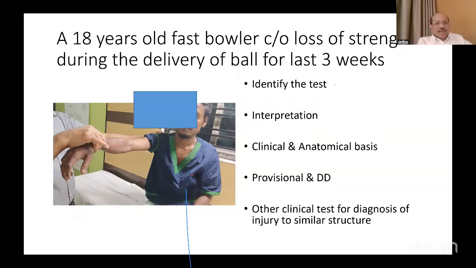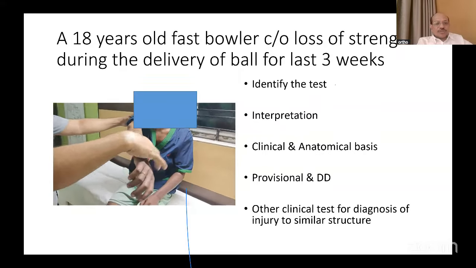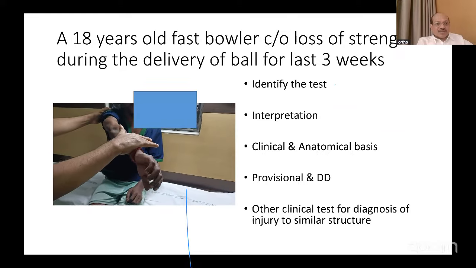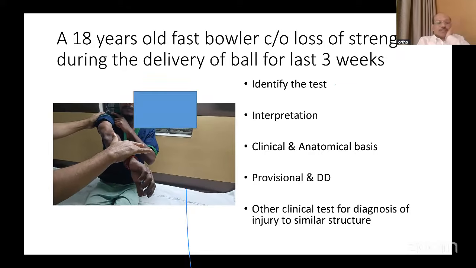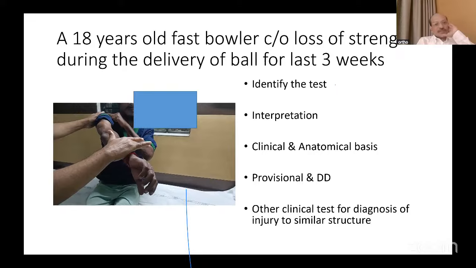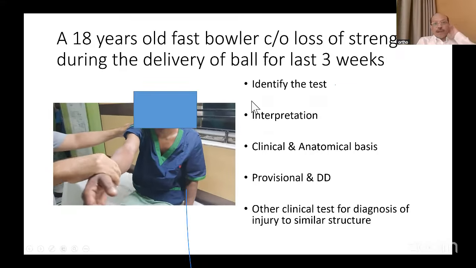This is 90-degree forward flexion, a little bit of adduction, fully pronated. Then forward flexion is resisted in the fully pronated forearm. Now it is repeated with the supinated forearm. So what is the test? Basically it is O'Brien's test.